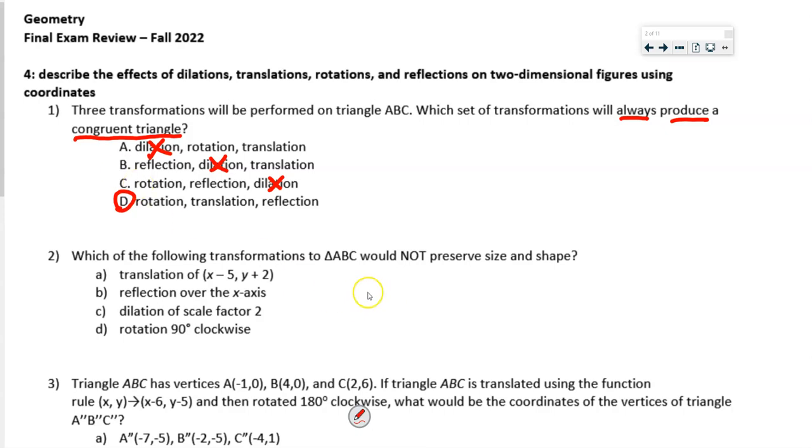Number 2 says, which of the following transformations to ABC would not preserve the size and shape? So once again, that's going to be a dilation, right?